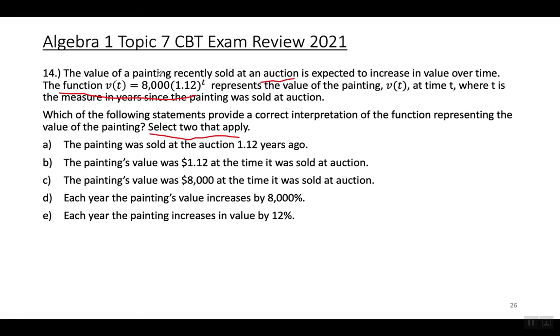All right, so obviously by now you should know 8,000 is the initial amount. So that means that letter C here has to be correct. The painting's value was 8,000 at the time it was sold.